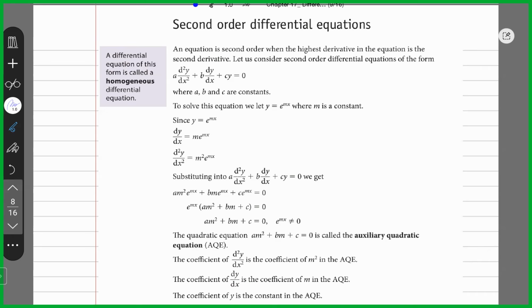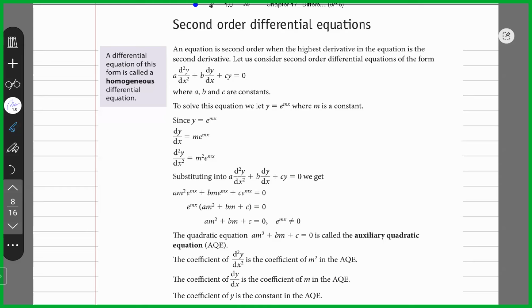Now, to solve this equation, we let y is equal to e to the mx, where m is a constant. Since y is equal to e to the mx, dy by dx is m e to the mx. Remember, if you differentiate e to the mx, you get e to the mx, but you have to multiply by the derivative of the inside function. That is how you get m e to the mx, and d2y by dx squared is m squared e to the mx. Now substituting into a d2y by dx squared plus b dy by dx plus cy is equal to 0.